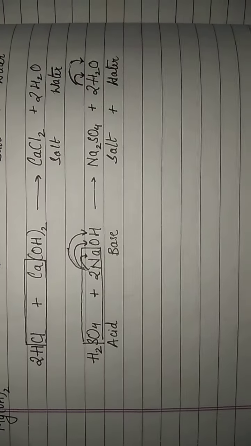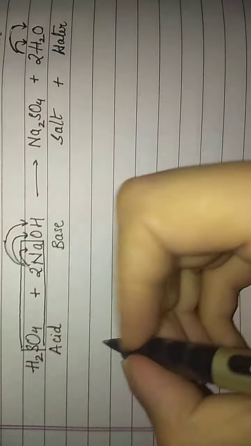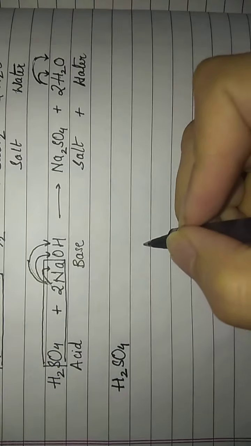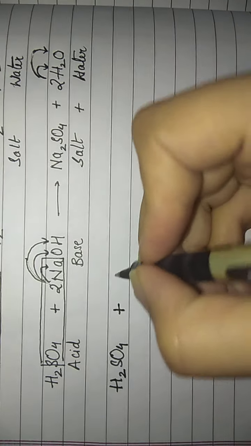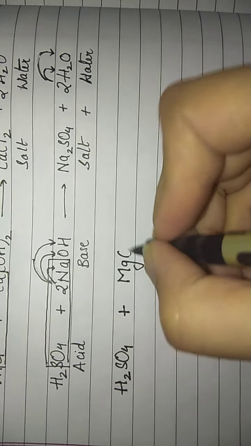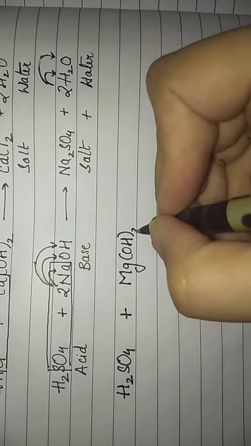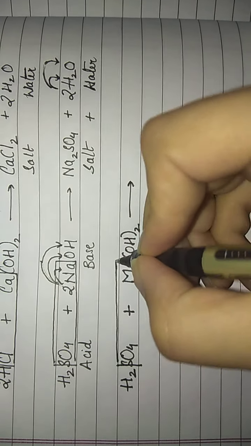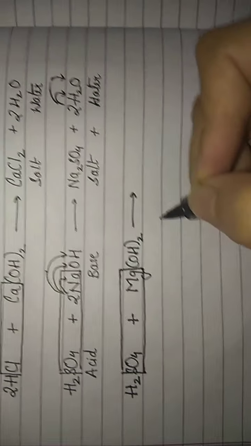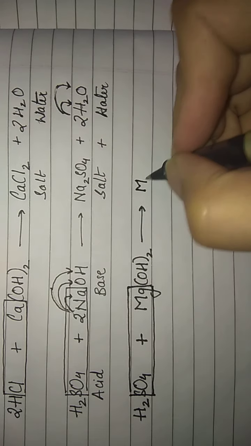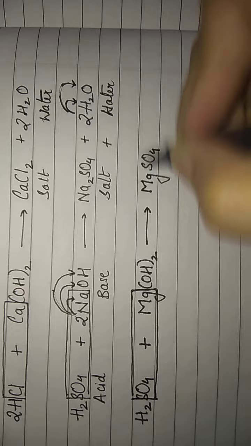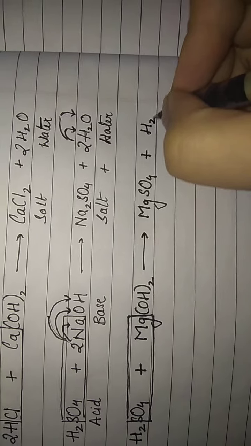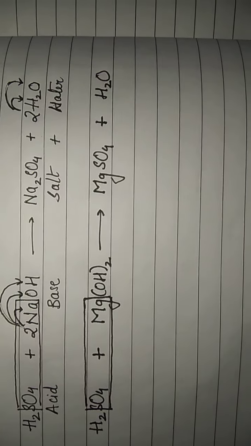Let me take another example of the reaction of H2SO4 again. The acid that I am taking this time is H2SO4 again, with magnesium hydroxide. Right now we have just seen with sodium hydroxide. Now I see with magnesium hydroxide. How will I form my salt? In the same manner. So my salt will be MgSO4. You know why the formula of magnesium sulfate is MgSO4 according to the crisscross method, and the other product will always be water.